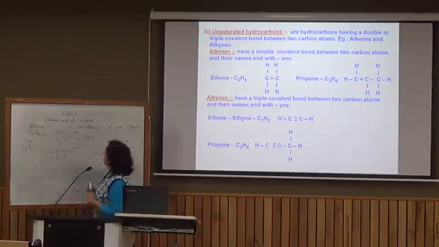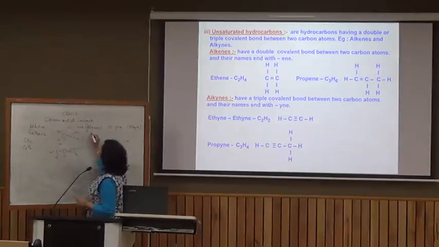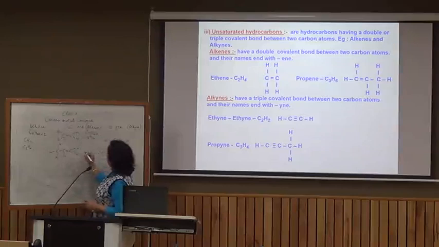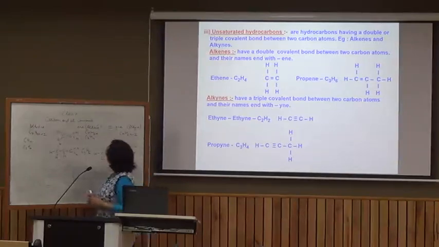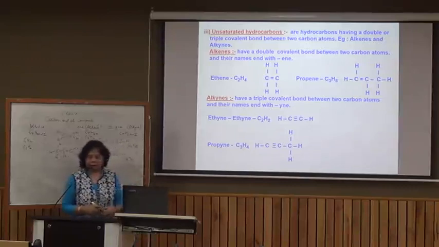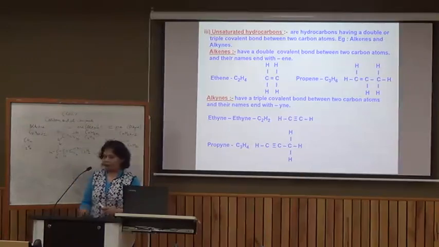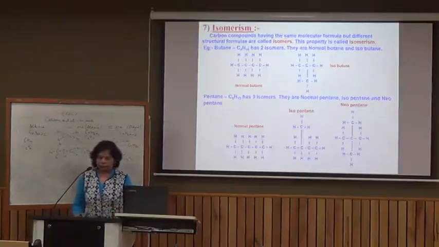Here the general formula for alkene is CnH2n. Here you can see the number of hydrogen atoms is double the number of carbon atoms. And for alkyne it becomes CnH2n-2. Here the formula for this is C2H2, we call it ethyne, and here it is C3H4. Again you can see the number of hydrogen atoms is 2 less than double the carbon atoms. So this is all about the hydrocarbons.